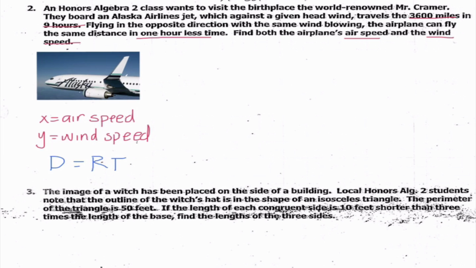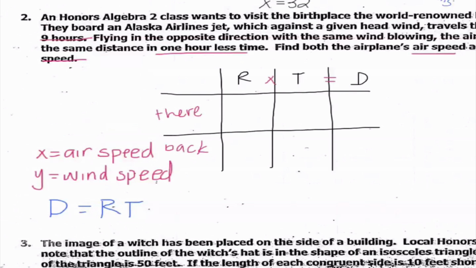So I'm going to go ahead and make a chart. My chart's going to look something like this. We have our rate times our time, and that's going to give us our distance. Now, some of you might be thinking, but the distance is 3,600, and you're correct, but we're going to use that later on in our problem.